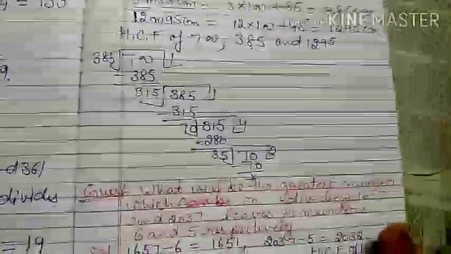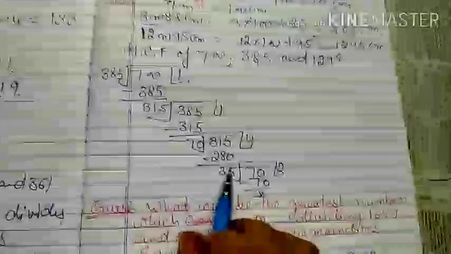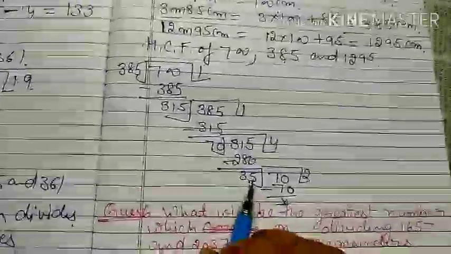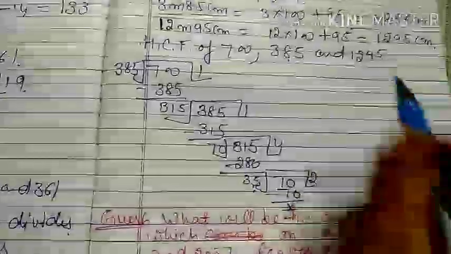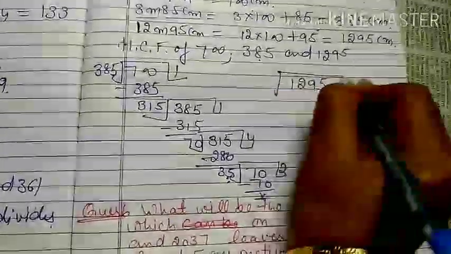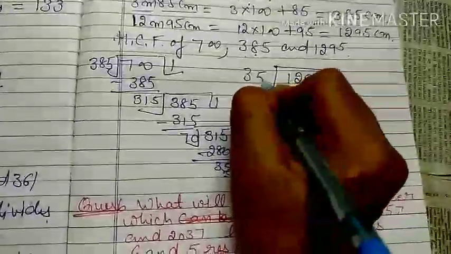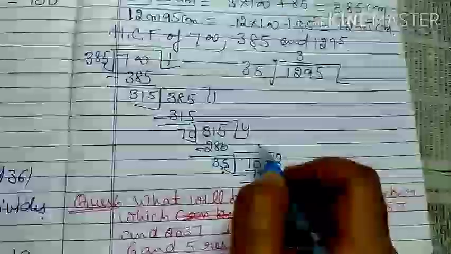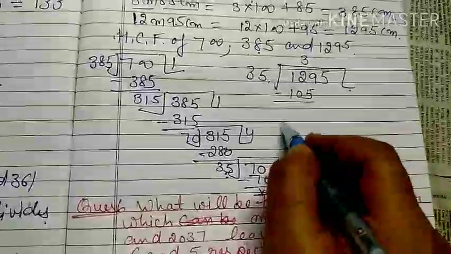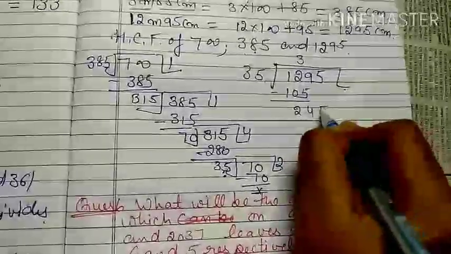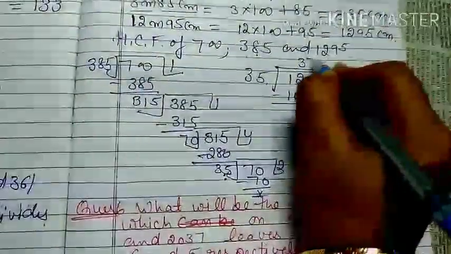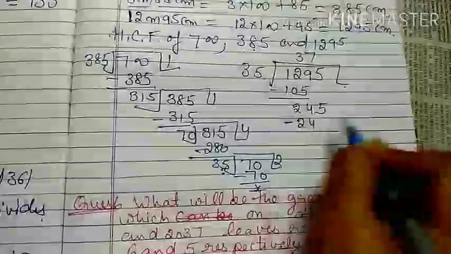Here I got the remainder 0, but I have to check this HCF, the divisor which gives me remainder 0, that is 35, with the other number, 1295. Check with 35. First it goes 3 times, 35 threes are 105. After subtraction it gives me 245, and 35 sevens are 245.